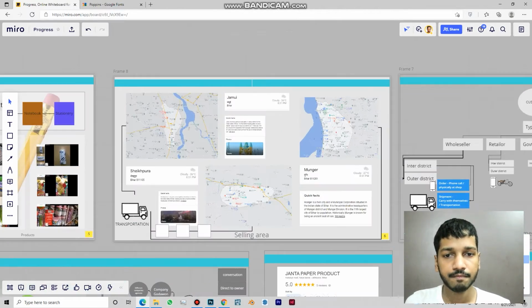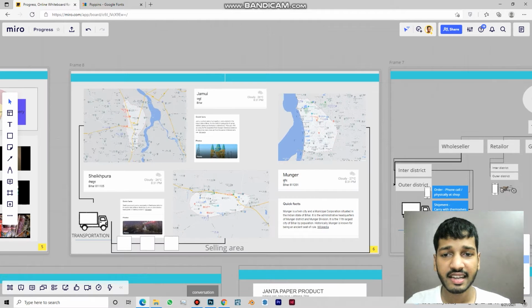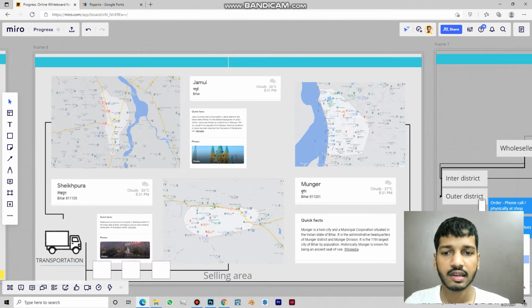Okay. This is the basic detail that I got about where they sell, from talking to their staff.